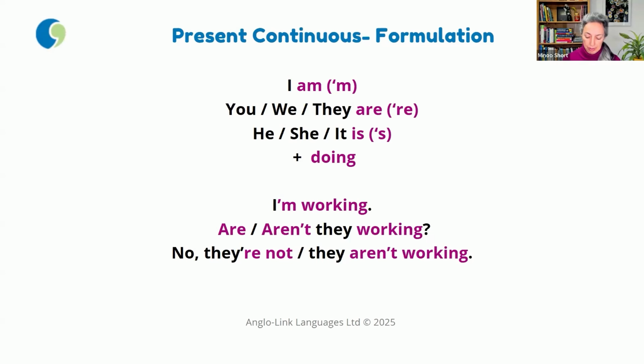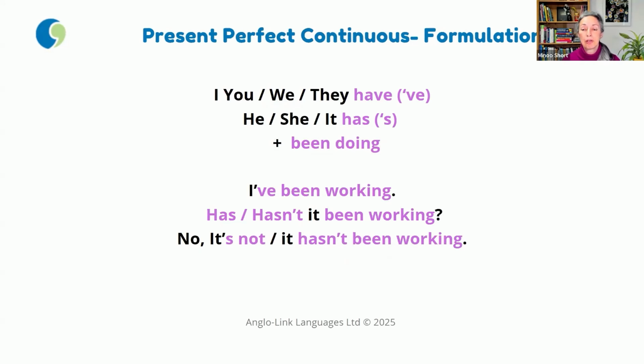And finally, looking at our third tense today, present perfect continuous, the formulation is now with the help verb have. I, you, we, they have, or the contracted form 've, and he, she, it has, contracted again to 's. And now what we add is been doing, and we arrive at a positive sentence like I've been working. And of course, to create questions and negatives, we use the help verb have. In this case, has or hasn't it been working? No, it's not, or it hasn't been working.